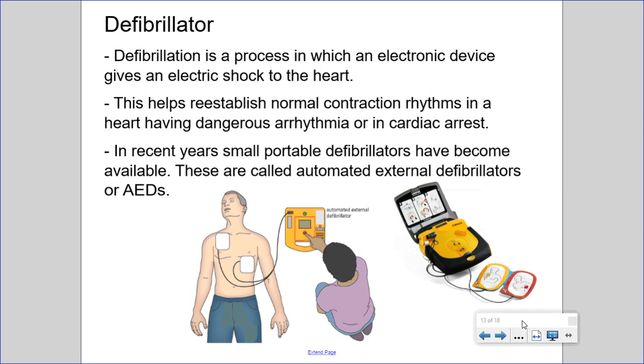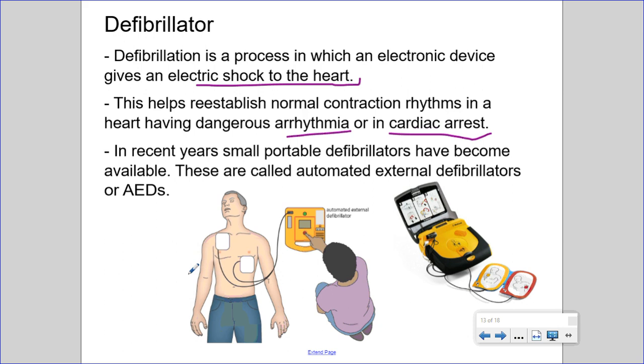So defibrillators, or defibrillation, is a process in which an electric device gives an electric shock to the heart. That electric shock will help reestablish normal contraction rhythms in a heart having dangerous arrhythmia or in cardiac arrest. In recent years, small portable defibrillators have become available. These are called automated external defibrillators, or AEDs, and are often found in commercial spaces or buildings.